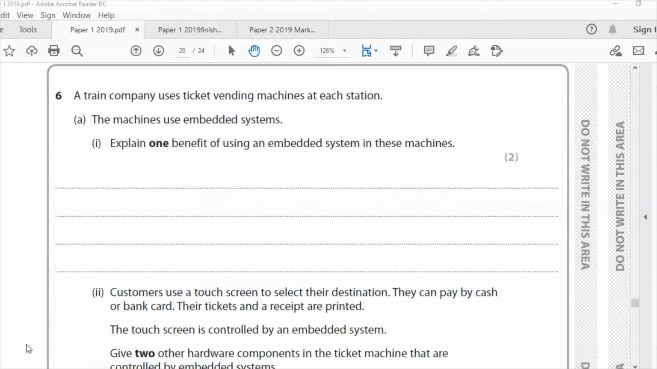So question 6. A train company uses ticket vending machines at each station. Machines use embedded systems. Explain one benefit of using an embedded system in these machines. Embedded systems are computers that do one task. Examples: your washing machine has a computer that controls a spin cycle. Your car may contain different computers to do specific things like control the wiper blades. They just do one task.